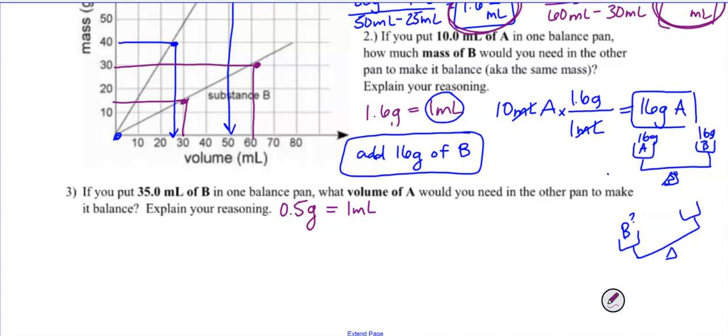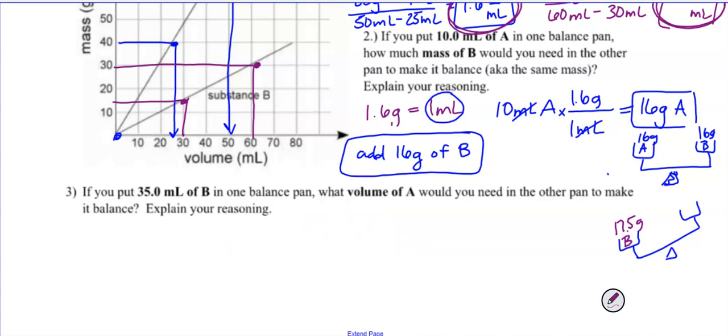But I have 35 milliliters. So if I multiply this side by 35 milliliters, I'm going to have to multiply that side by 35 milliliters, right? Which is just 17 and a half. So 0.5 times 35 is just 17 and a half. Okay. So now I know that I have 17 and a half grams of B. How do I do that using dimensional analysis?